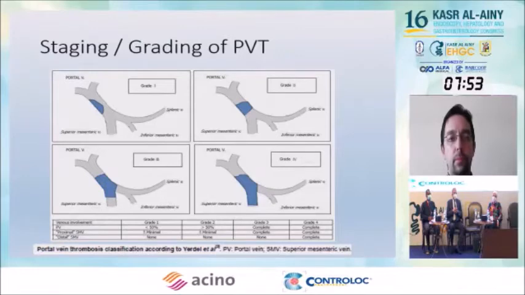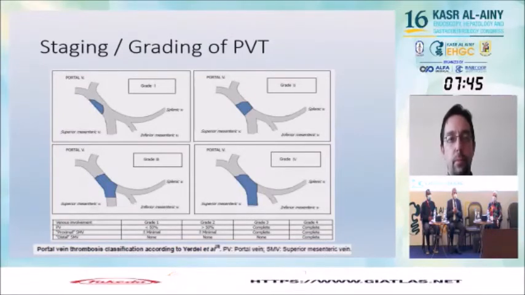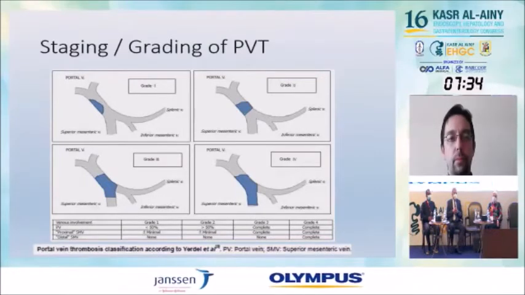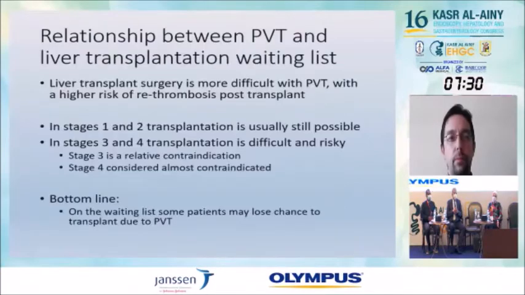So in grade 1, the extrahepatic portal vein has a partial thrombus of less than 50%. Grade 2, it's a complete thrombus in the main portal vein. In grade 3, the thrombus extends to the beginning of the superior mesenteric vein. And grade 4, the complete portal and superior mesenteric veins are occluded. And this is important for deciding transplant.